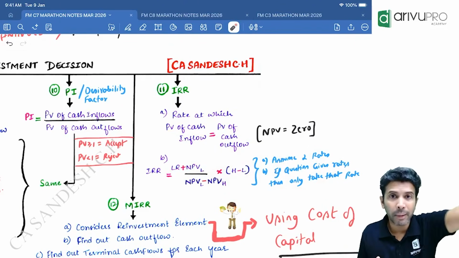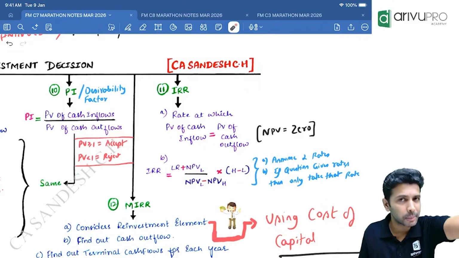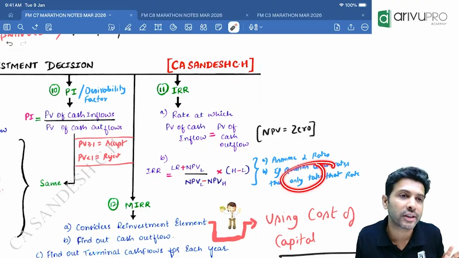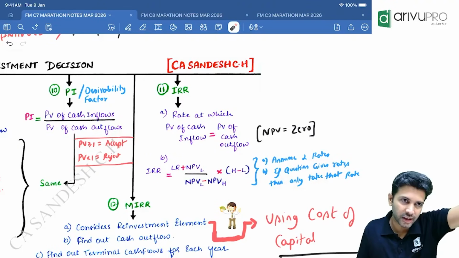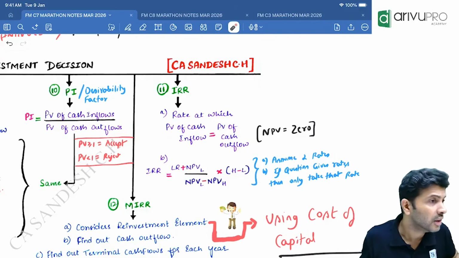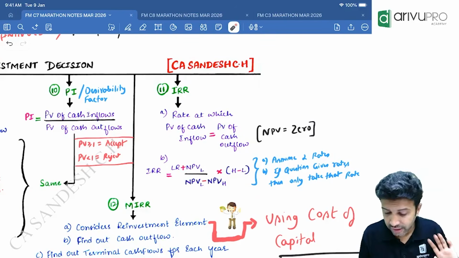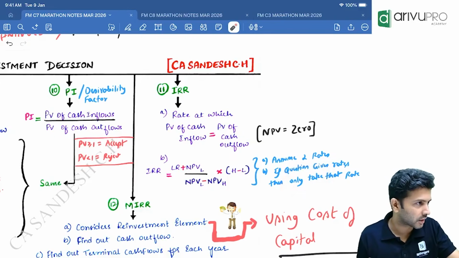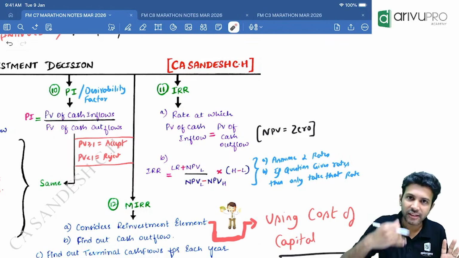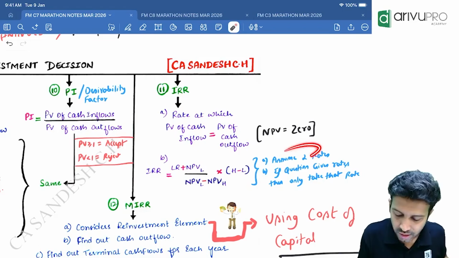Fine now people. But be careful. Sometimes the question itself will give you rates. They will give you the discount factors for 5%, 7%, 9%. If the question gives any rates, take that only. You don't assume. When the question gives the rate, because the IRR answer will keep differing based on the assumption.